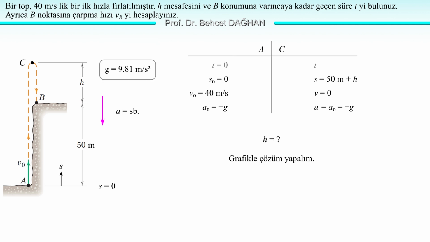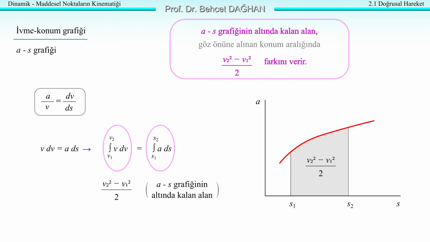Let's solve this problem graphically. First, let's find the distance h. To find the distance h, I'll draw the s-graph. We learned that the area under the s-graph gives the difference v2 squared minus v1 squared, divided by 2, over the considered position range. Now let's draw the s-graph.